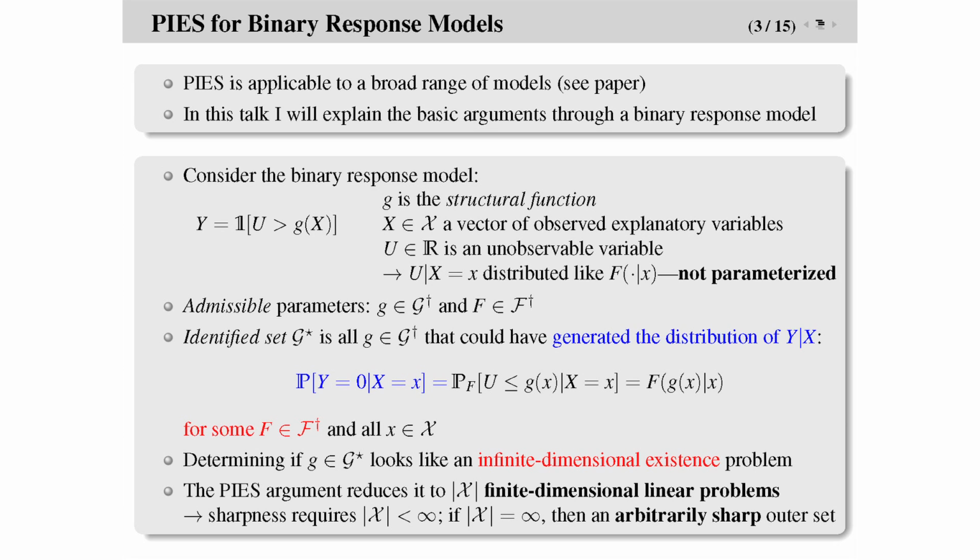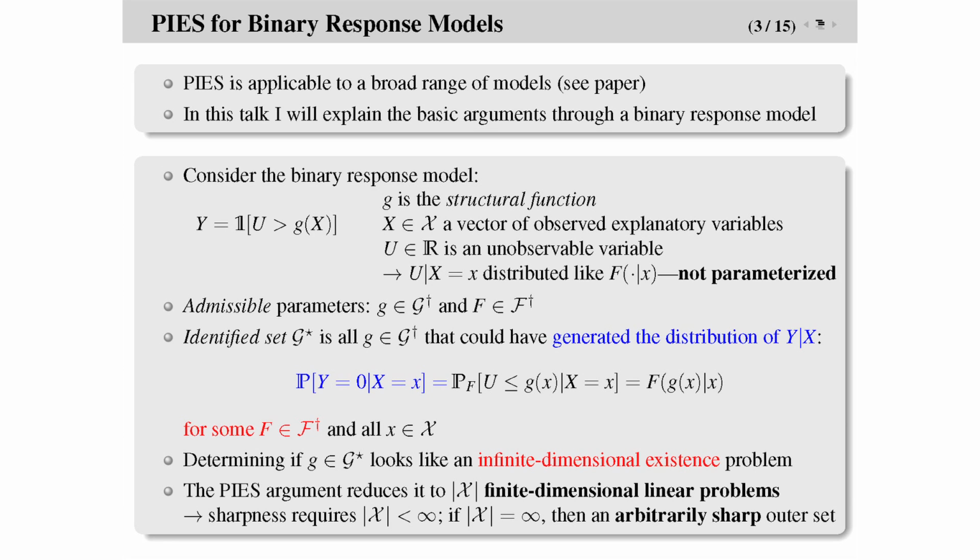Okay, so a couple of definitions which are standard. Admissible parameters are parameters we are going to entertain as being possible, so the ones we don't assume away a priori. So the structural function g is going to live in G dagger, and F is going to live in F dagger. The identified set for g is going to be the set of all admissible structural functions g that could have generated the distribution of y given x that we saw in the data, for some distribution of the unobservables u. Mathematically, here we have the distribution of y given x that we saw in the data. This is the probability when u is distributed like F that was the case. And if you just write that out, it's F composed with g of x, conditional on x. Okay, so really simple.